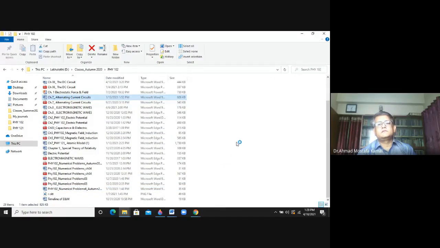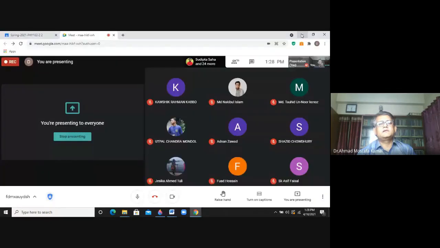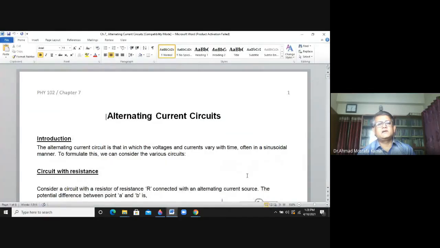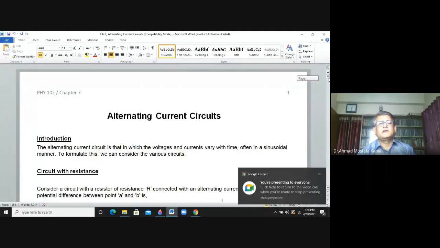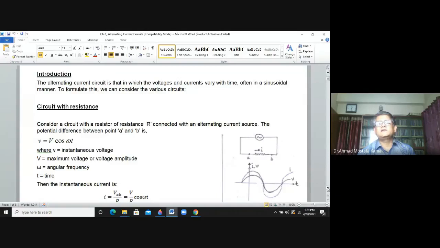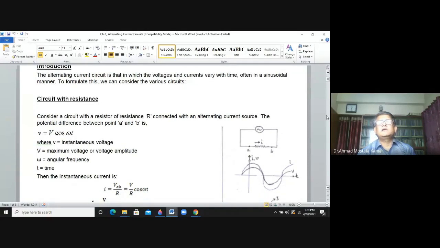So in this chapter, let me start. Let me introduce today. Next class আমরা একটা assessment করব, and then I will go for other discussion of this circuit. এইটা আমি বলছি just একটু introduce করি the alternating current circuit.